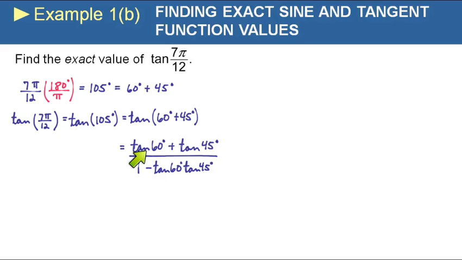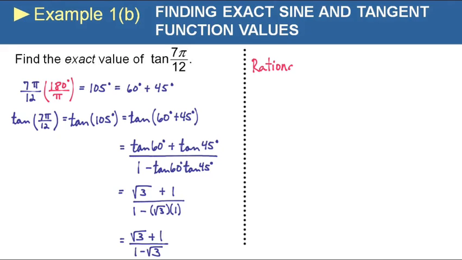Alright, substitute your known values in here. Tangent of 60 is square root of 3. Tangent of 45 is 1. In the denominator, 1 minus square root of 3 times 1. And that's what we're left with as an answer, square root of 3 plus 1 over 1 minus square root of 3. But of course, we should not leave that radical in the denominator. We need to rationalize that denominator.